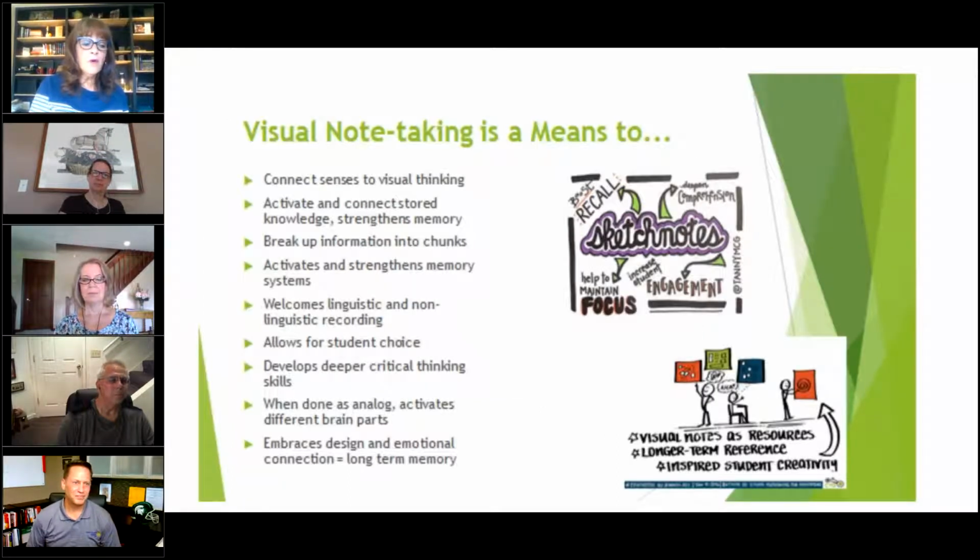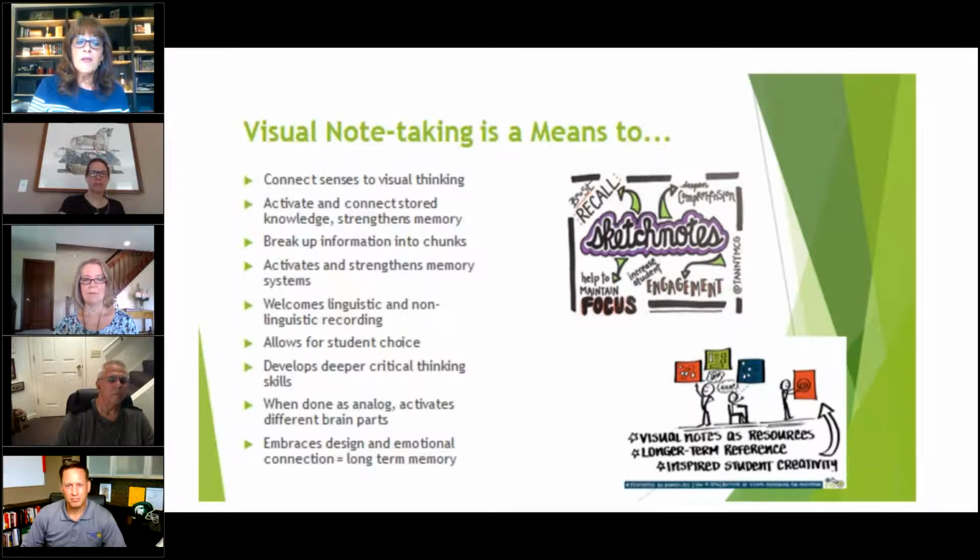So here's what visual note-taking can do. It connects our senses to visual thinking, and I'll be working with some brain work here in a minute to show you exactly how that happens. It activates and connects stored knowledge, and it strengthens memory. It breaks up information into chunks because when we put it onto paper, we're chunking that thinking, and we know chunking is a way for students and us as adults to learn things and retain that.